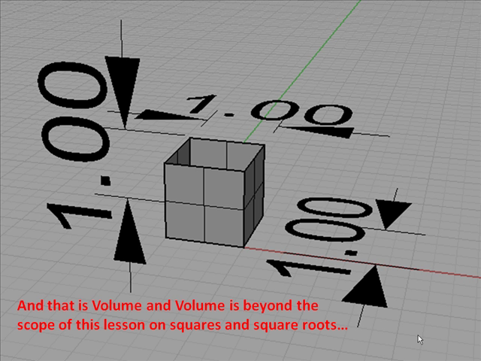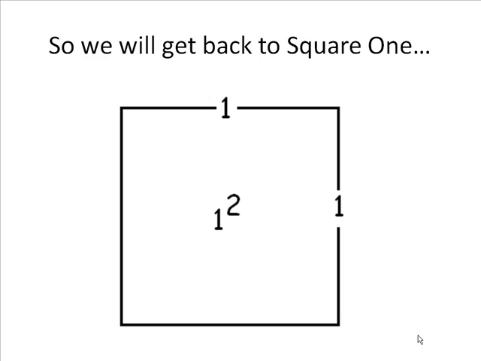But that is volume, and volume is beyond the scope of this lesson on squares and square roots. So we'll get back to square 1.